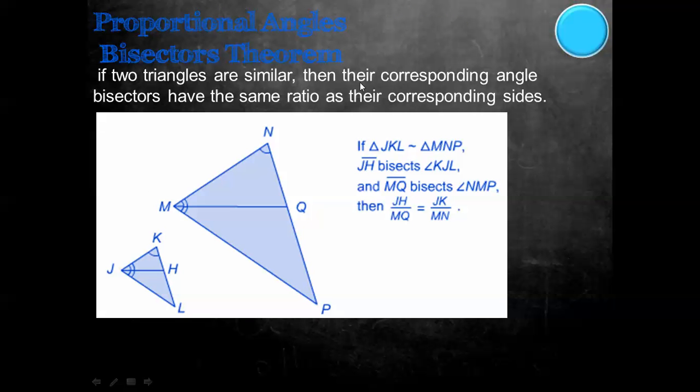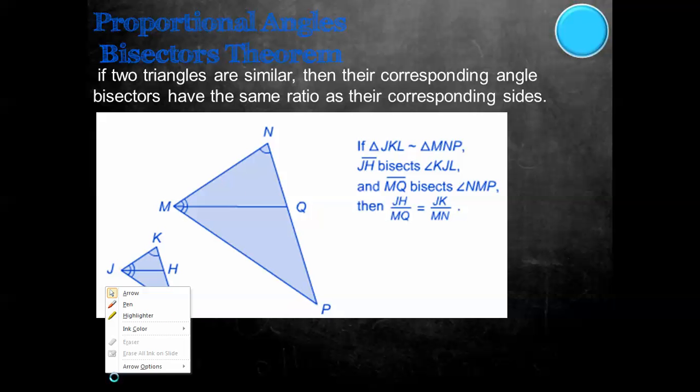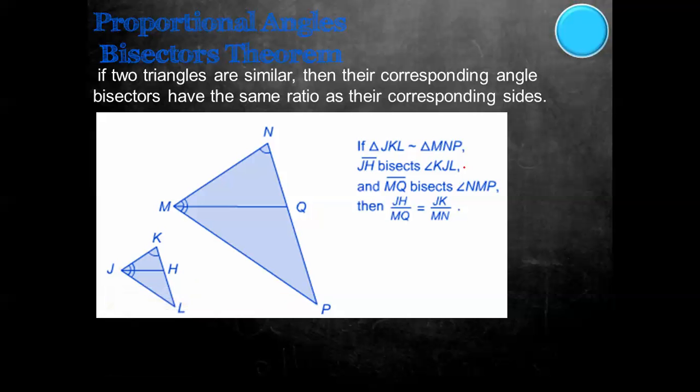So we're going to cover two more theorems. The first theorem is the proportional angle bisectors theorem. It says that if two triangles are similar, then their corresponding angle bisectors have the same ratio as their corresponding sides. So this is very similar to the two other theorems that we were talking about, the proportional altitudes theorem and the proportional medians theorem, right? Only now the line has changed again and we're talking about an angle bisector.